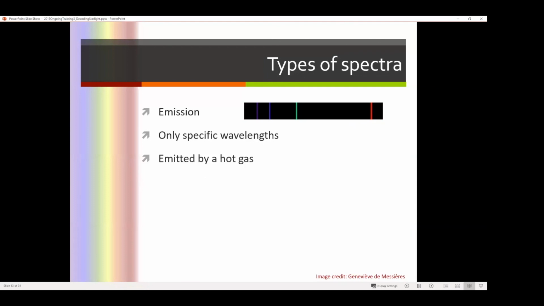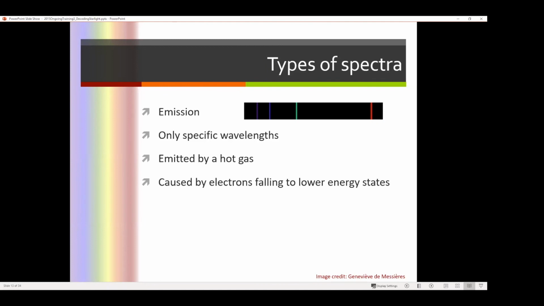This is emitted by a hot gas. It needs to be a gas so that the atoms can move around freely enough. They're not held into bonds. They can move freely enough to do what we're about to show. And they are caused by movements of electrons. So the electrons in the atoms are moving to different energy states.